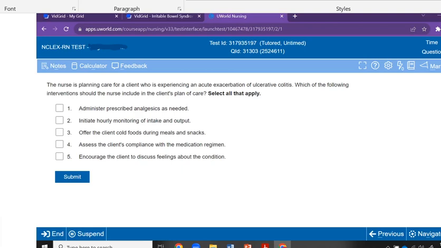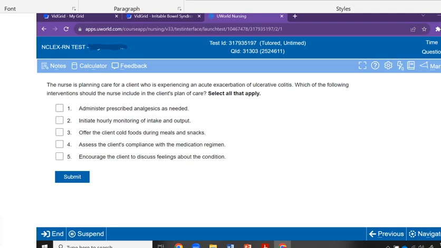Okay, so we have a question. This is an ulcerative colitis question, and this is going to help you. I think some of these UWorld questions are good for ulcerative colitis and Crohn's disease, so we'll look at a couple of them. The nurse is planning care for a client who is experiencing an acute exacerbation of ulcerative colitis.